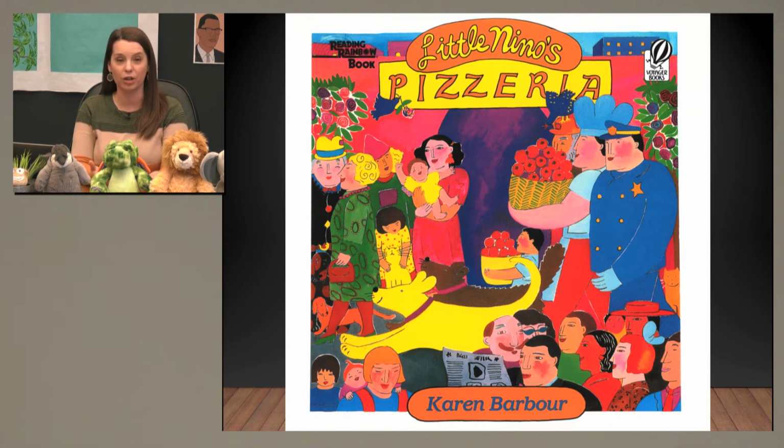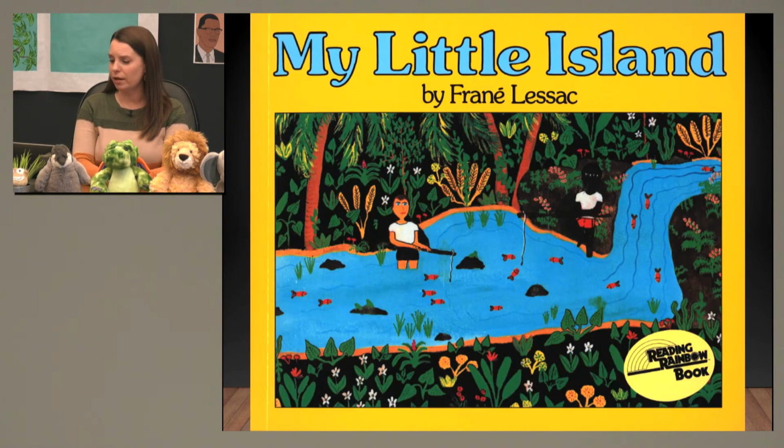Karen Barber shared all about the pizzeria, and that was really special to them. She made a whole book about it. We also read My Little Island by Fernée Lassac. That was a beautiful book with beautiful pictures and really descriptive language all about this Caribbean island that was really special to our narrator. And authors do this, they write about a special place because it involves those people and the memories and the things that they love the most in the world.